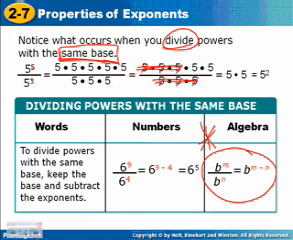Anytime you've got division with exponents, just subtract the powers, if you've got like bases. Here's another numerical example. 6 to the 9th over 6 to the 4th. That's 9 minus 4, which equals 5. 6 to the 5th power. We're going to try some of these in a minute. So, pretty simple stuff.